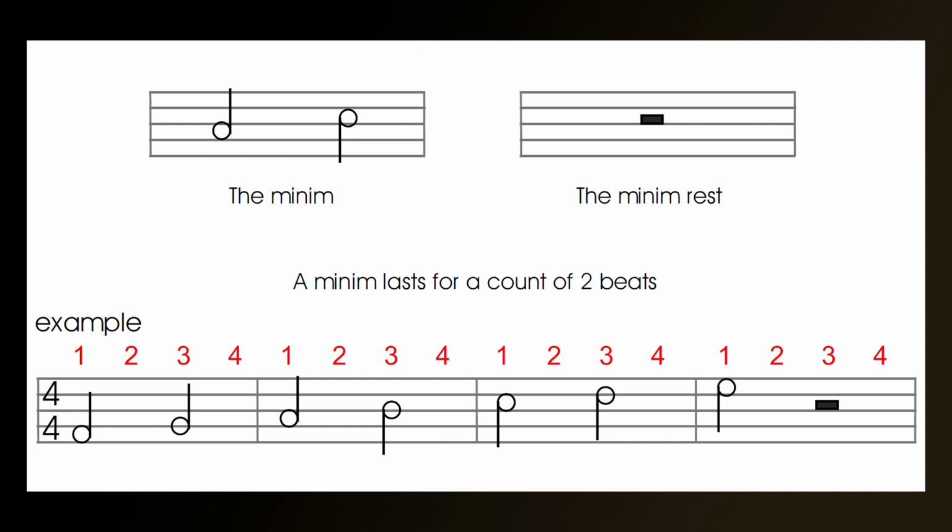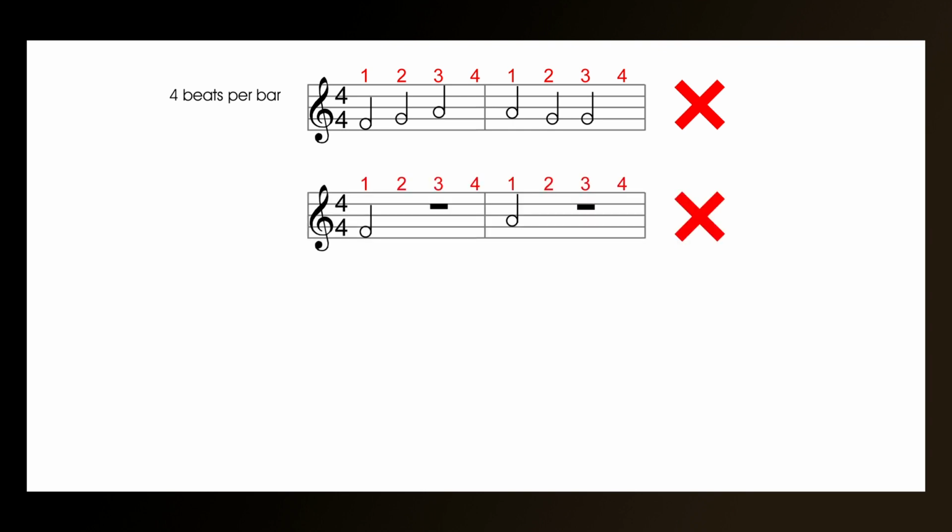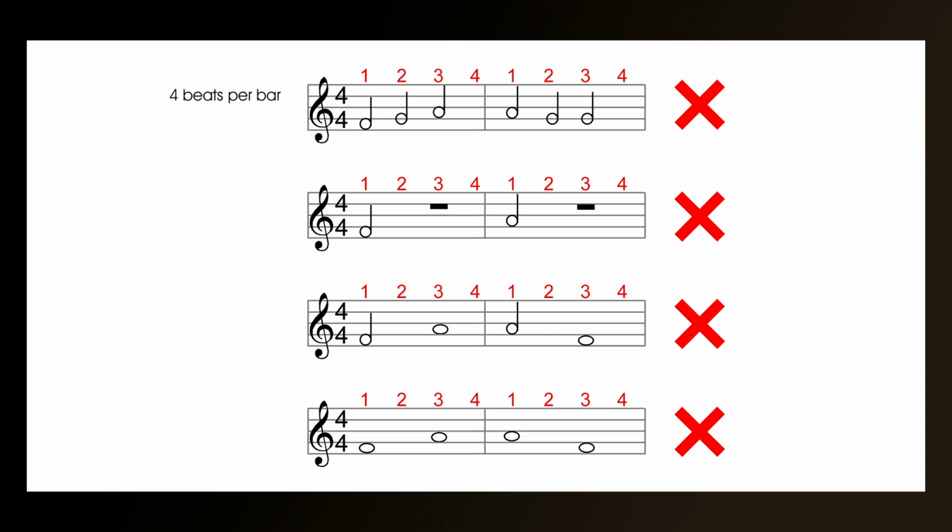At the moment we're working in 4/4 time, which means there's 4 beats in the bar. And there will always be 4 beats in the bar unless it's otherwise stated. Because of this, you will never get 3 minims in a bar, or a minim and a semibreve rest, or any other combination that adds up to more than 4 beats.